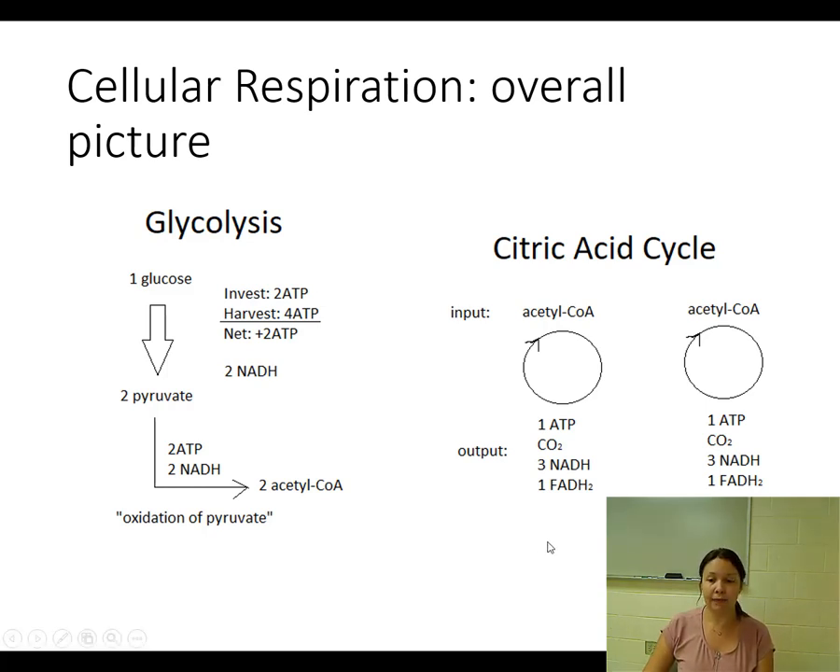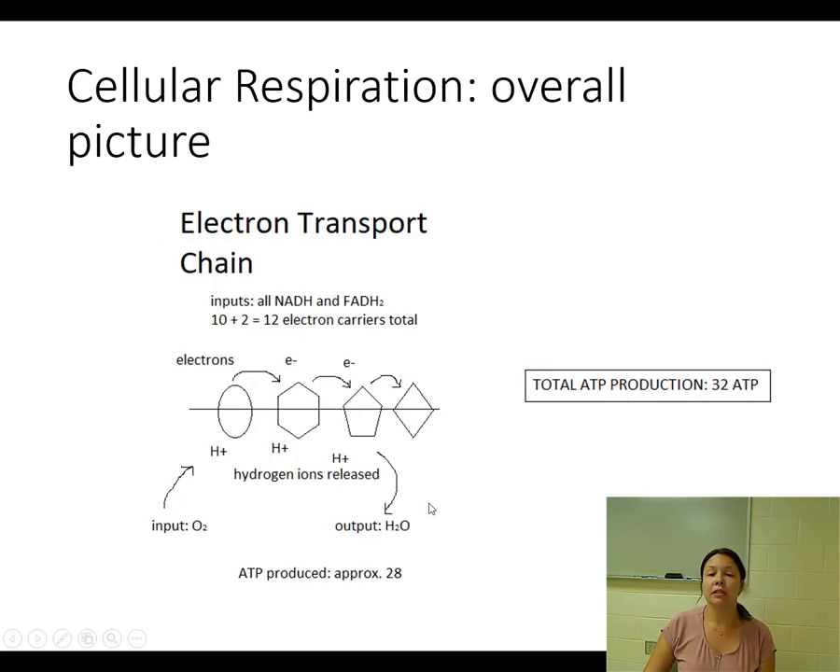So how many FADH2 do we have? We have 1 here, that gives you 2. How many NADH? We have 3 here, so we have 6. 2 more here, that's 8. 2 more here, that's 10. So we get a total input of 10 NADH, 2 FADH2s, and that's a total of 12 electron carriers in general, if you're not being specific.